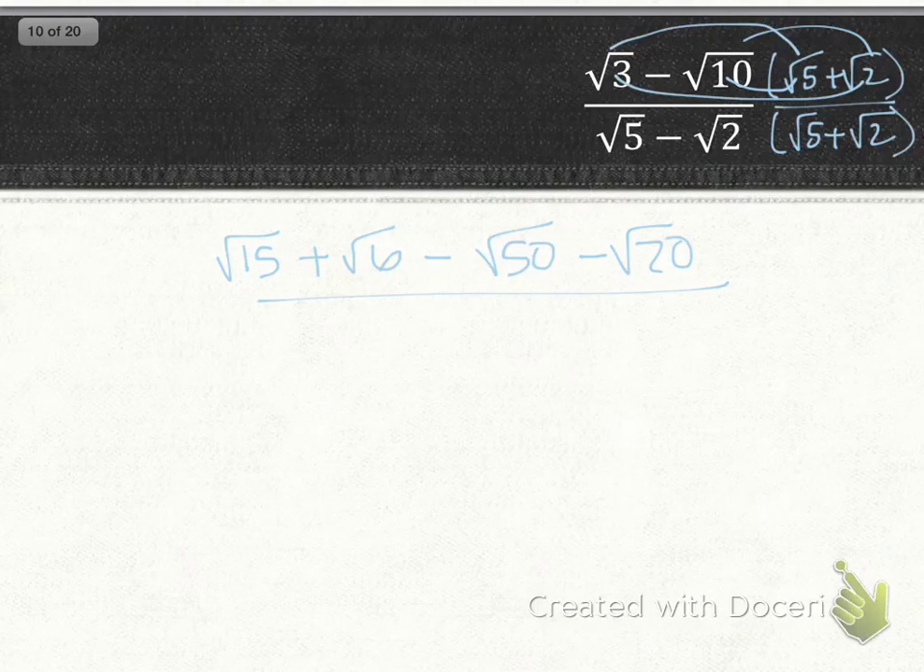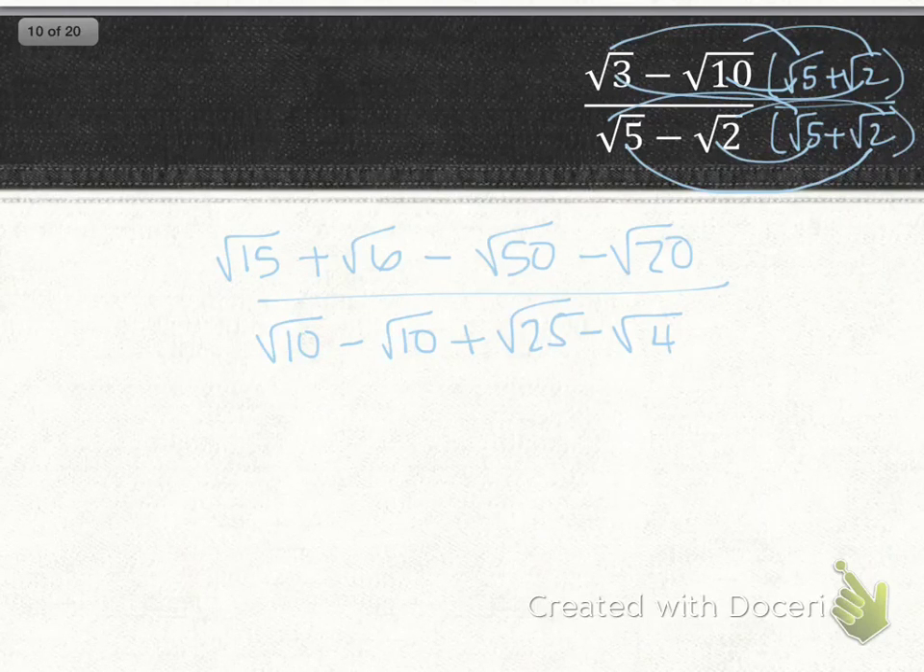On my bottom, if I FOIL, I got my outside, so I got square root of 10. My inside, I got minus the square root of 10. My first here, sorry I did that in a different order, my bad. I got square root of 25, and then my last, I got minus a square root of 4. Okay, so let's see if we can simplify anything on the top.